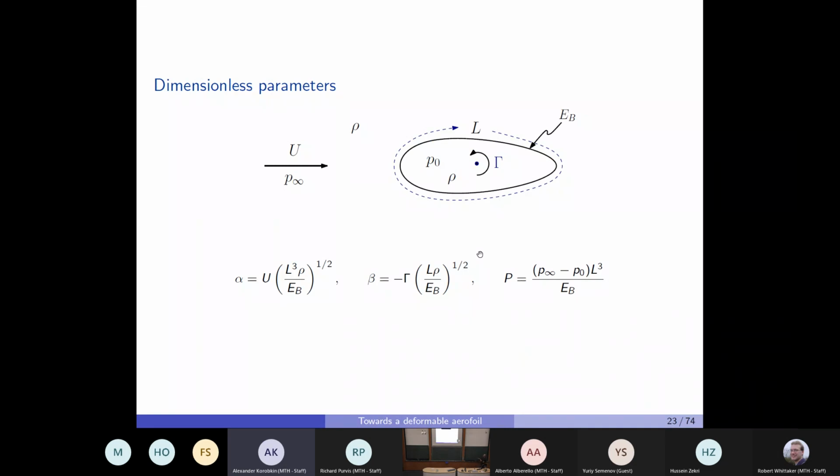Right, okay, so there's the basic setup of the problem. There are three dimensionless parameters that we can play with. The first one, which I'm going to call alpha, is effectively the speed of the oncoming flow. If alpha is 0, and we'll take it to be 0 shortly, then there is no flow. We're back to the Flaherty problem. Beta is the circulation, so if beta is 0, there's no lift. And P is the pressure differential between the pressure at infinity, a long way from the aerofoil, and the pressure inside, little p0. And E_B, I don't think I've mentioned yet, is just the elastic modulus, a measure of the resistance of this cell wall to bending.